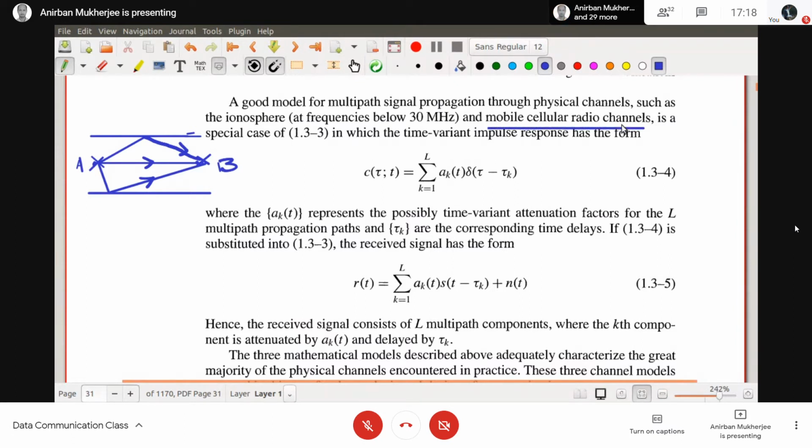Mobile cellular radio channel. So I have A1(t) delta(tau minus tau 1), A2(t) delta(tau minus tau 2), and so on. Tau 1, tau 2 are the delays for, say, three paths. This is the line of sight path, the first path. This is the second path. This is the third path. That means L equals 3, the number of multipaths is L equal to 3. And for each individual path, what is the delay?